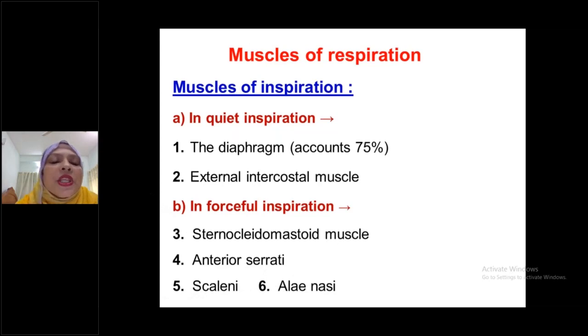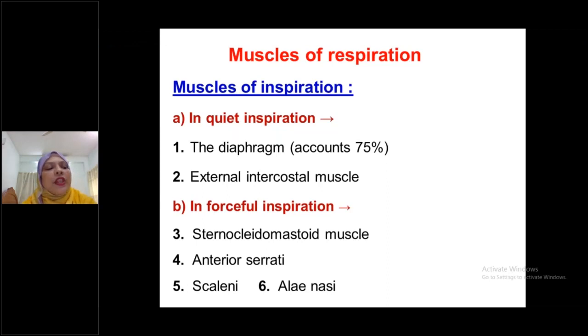In quiet inspiration, again I am repeating, the first muscle is the diaphragm, because its role is 75% in quiet inspiration and also in forceful inspiration. And the external intercostal muscle. These two muscles are involved in quiet inspiration, that is the resting stage. But in forceful inspiration: the diaphragm, external intercostal muscle, and additional muscles: sternocleidomastoid, serratus anterior, scalene, and alae nasi.